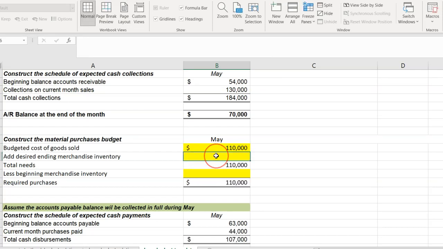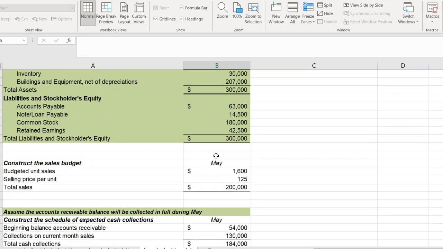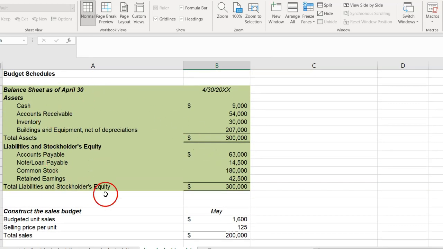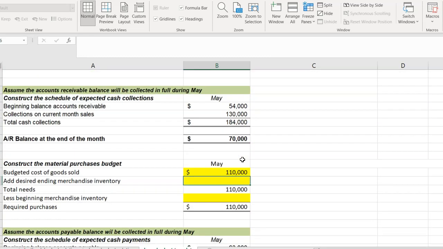Okay, and I need my ending merchandise inventory and my beginning merchandise inventory. Well, the beginning inventory is easy. All your beginning balance sheet amounts are here. So your beginning accounts receivable that you'll need for your cash collections, your beginning cash that you'll need for the cash statement, beginning accounts payable that you'll need for your purchases disbursements, and also I've got my beginning inventory here. So my beginning inventory is $30,000. So I'm going to put that down there.